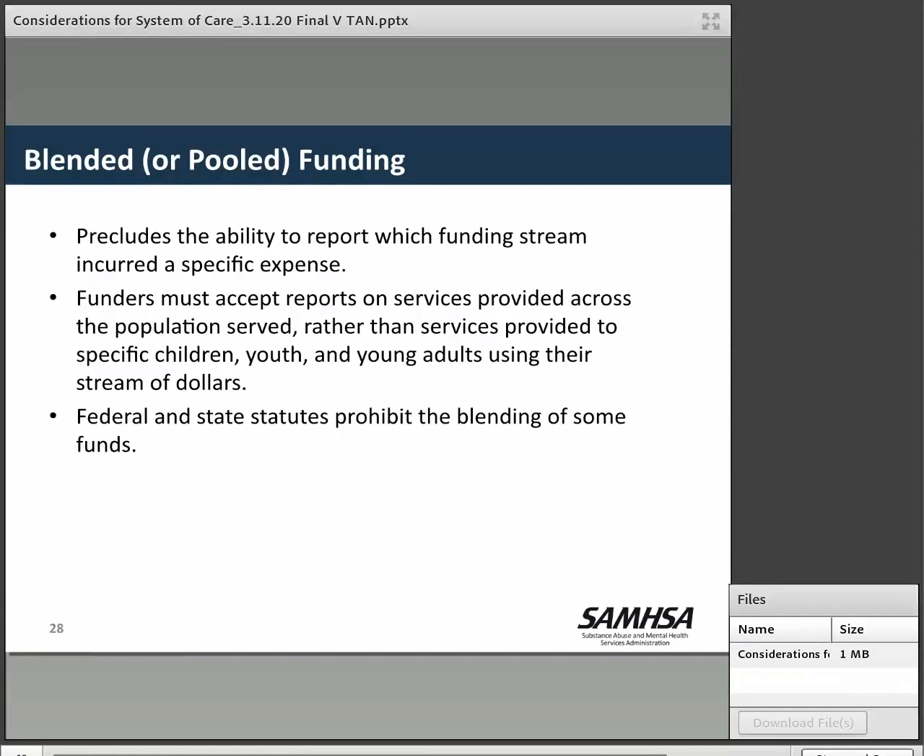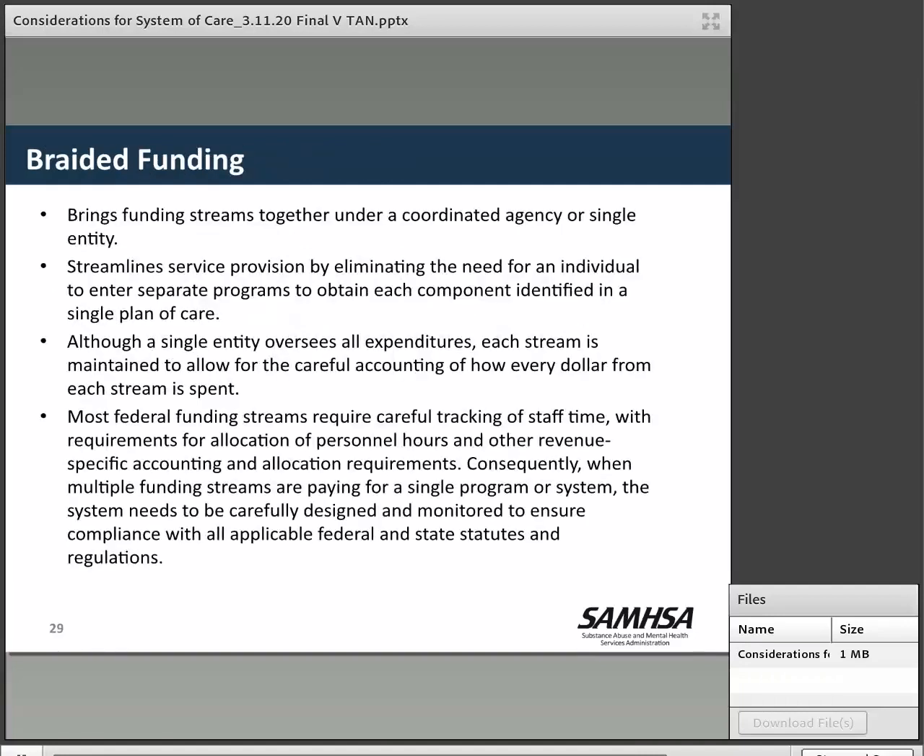Blended or pooled funding precludes the ability to report. Blended funding means that the funding actually is really in one pool. It makes it difficult to figure out whose fund is what and what things were paid for. Funders must accept reports on services provided across the population served rather than the services provided to specific children and youth and the stream of funding dollars. So it's an important consideration when you think about how you're going to pay for some of this. Federal and state statutes prohibit the blending of some of those funds, so you have to be attentive to where those dollars are coming from, but certainly it's possible to blend these dollars.